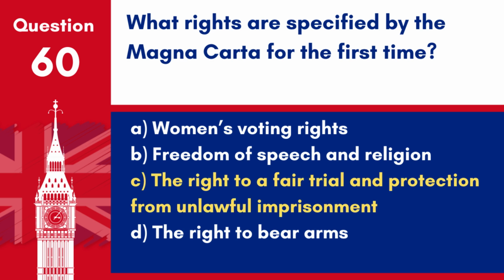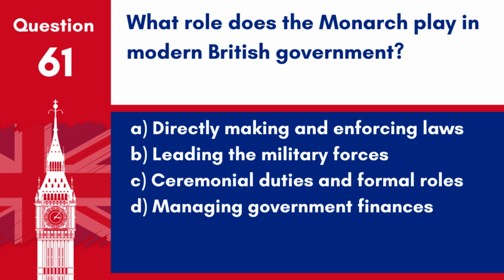Answer: C. The right to a fair trial and protection from unlawful imprisonment. The Magna Carta, signed in 1215, is celebrated for first codifying the rights to a fair trial and protections against arbitrary imprisonment. Question 61. What role does the monarch play in modern British government?